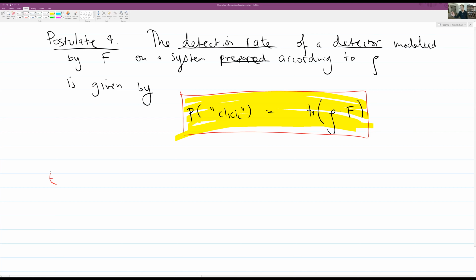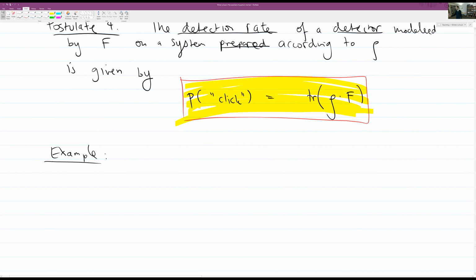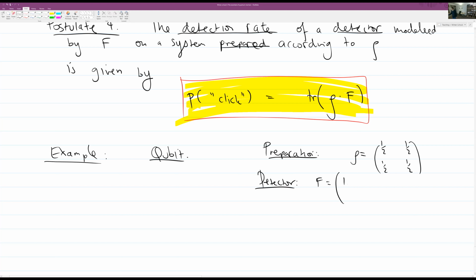So let's do an example. By the way, I will distribute these notes, probably by email. So we're going back to our friend the qubit. We're going to describe our preparation and our measurement. Let's imagine we prepare our qubit in the state a half, a half, a half, a half. This is a pure state. And we want to measure this qubit state and find out with what probability our detector clicks. What detector are we going to use? Well, there was a nice one that I wrote up above, 1000.